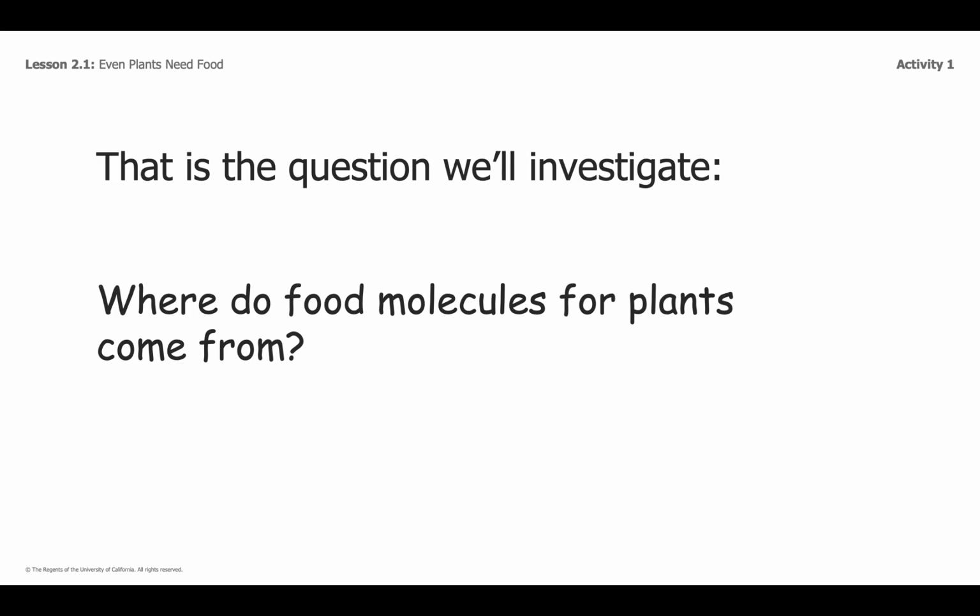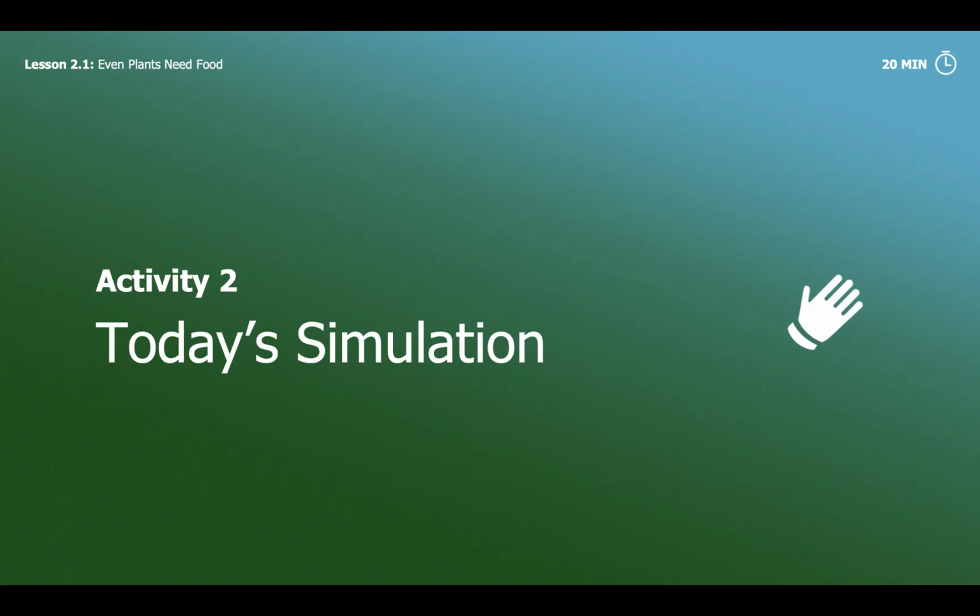So that is the question that we'll investigate. Where do food molecules for plants come from? We know that a lot of animals eat plants, and we know that a lot of animals eat animals. But where do the plants get their food from? That's what we're going to be figuring out in this chapter of our unit.